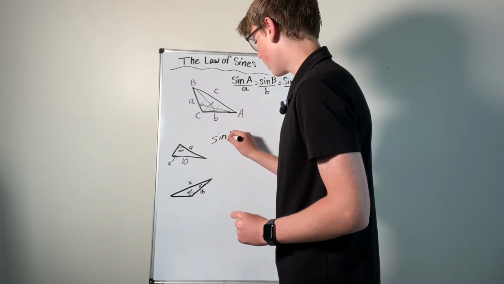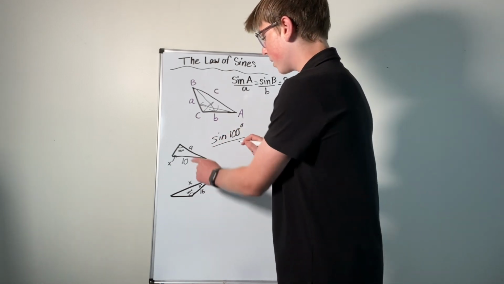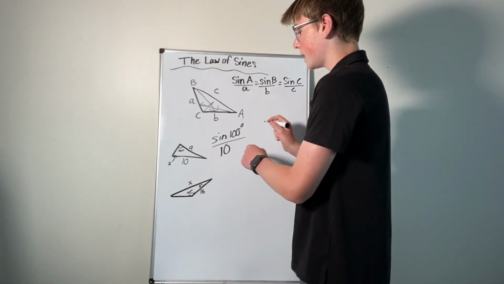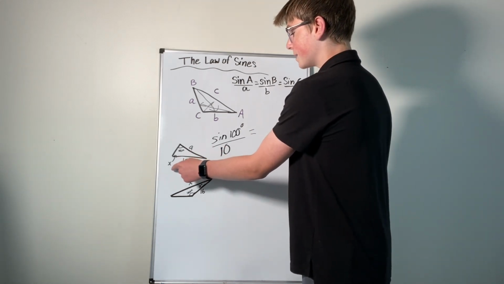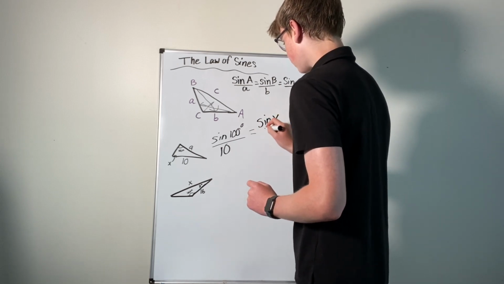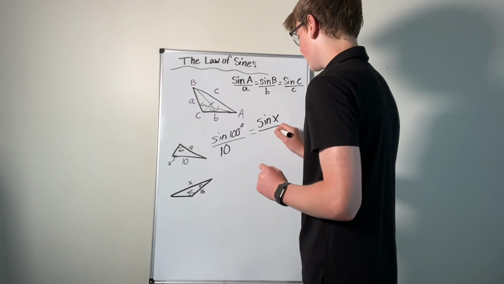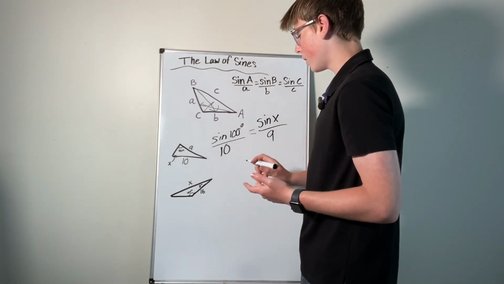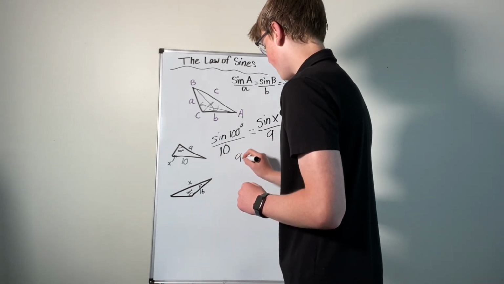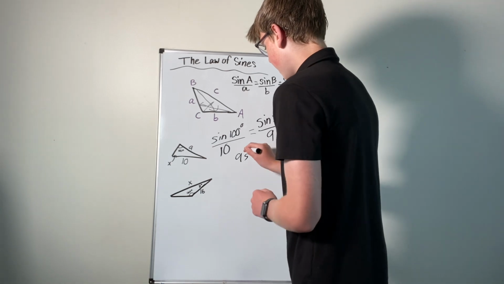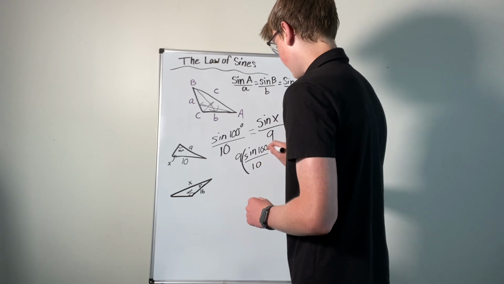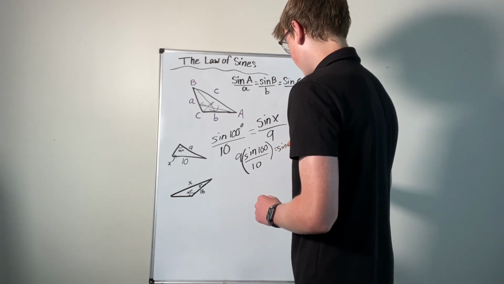So sine 100 over the side directly opposite of it, which is 10, equals sine x over 9, which is the side opposite that angle. So what are we going to do? Well, then we are going to move this 9 over and multiply. It'll be 9 times sine 100 degrees over 10 equals sine x.